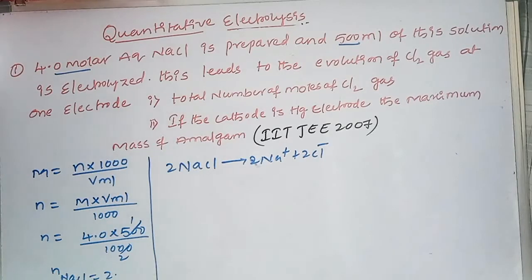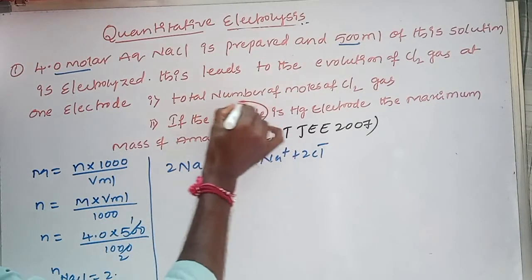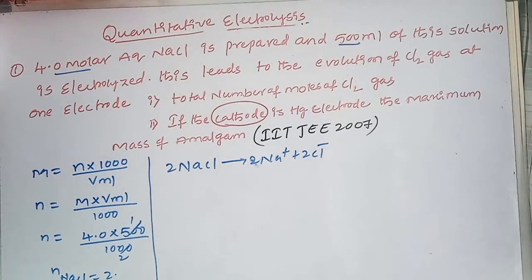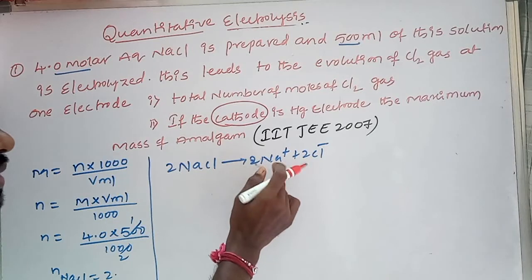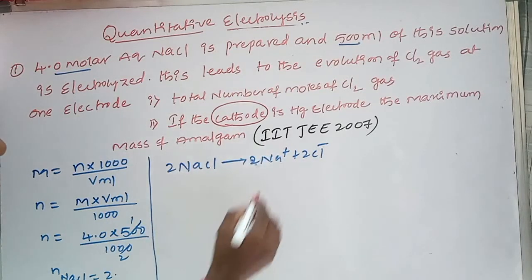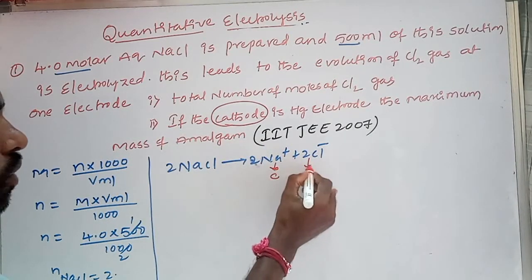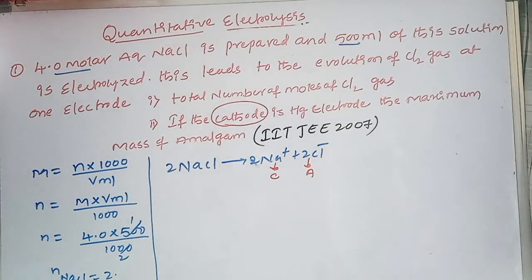It is present in the electrolytic cell. In that electrolytic cell, what is there? Mercury is the cathode electrode. If mercury is the cathode electrode, at the cathode Na+ will deposit. At the anode, Cl- will deposit.